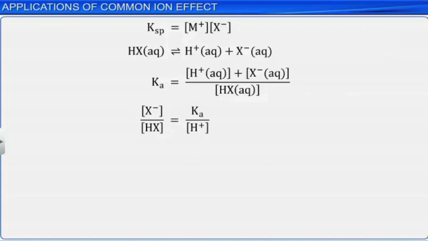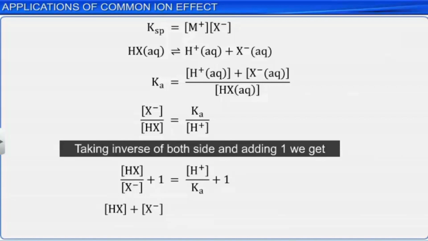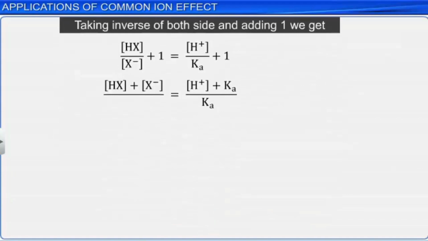Taking inverse of both the sides and adding 1, we get HX divided by X- plus 1 is equal to H+ divided by Ka plus 1. This can be written as HX plus X- divided by X- is equal to H+ plus Ka divided by Ka. Now, on taking inverse, we get X- divided by X- plus HX is equal to Ka divided by Ka plus H+, which is equal to F.